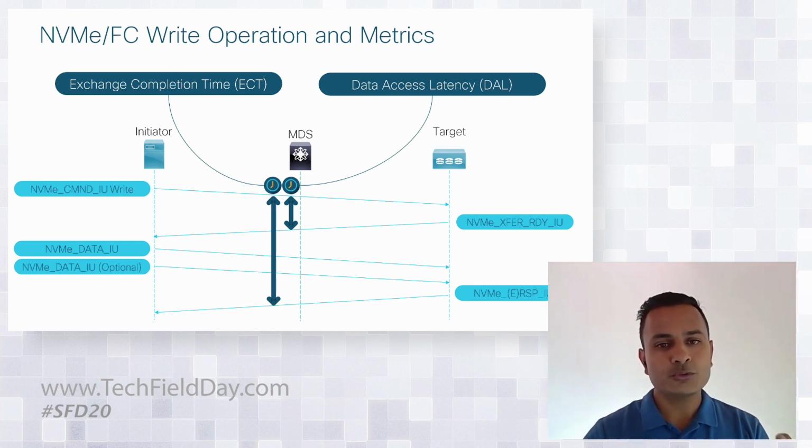And I'll walk you through a use case where we use the correlation between ECT and DAL to pinpoint where exactly the slowdown is, right? Because let's say somebody connects an NVMe capable storage array, they don't get the performance, and they are trying to find, hey, where is the slowdown, right? So that's where these metrics will be handy.